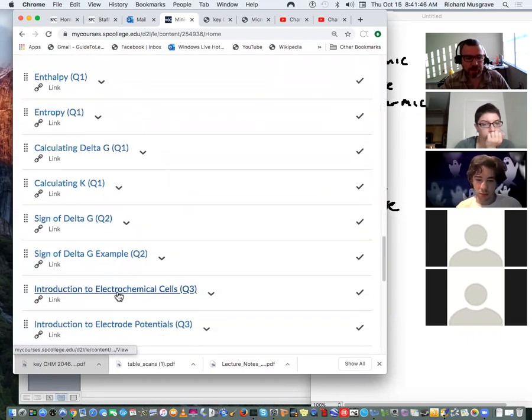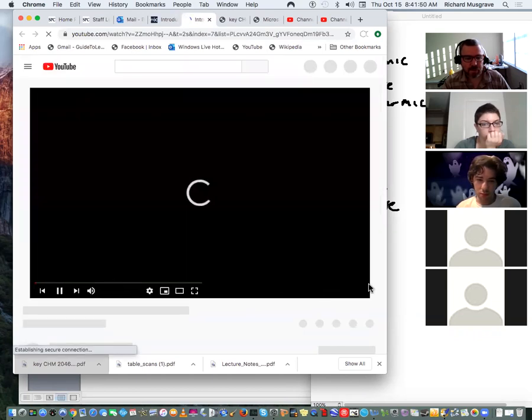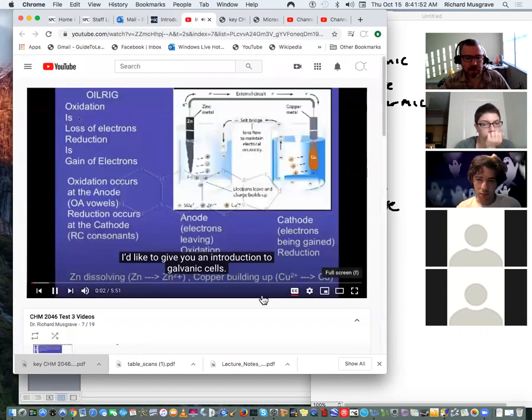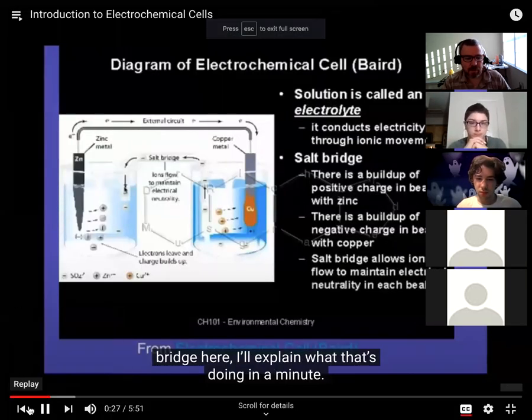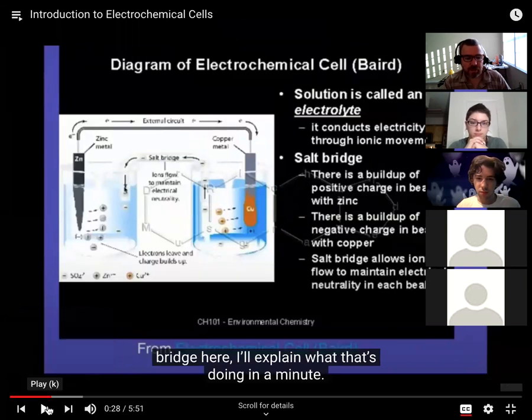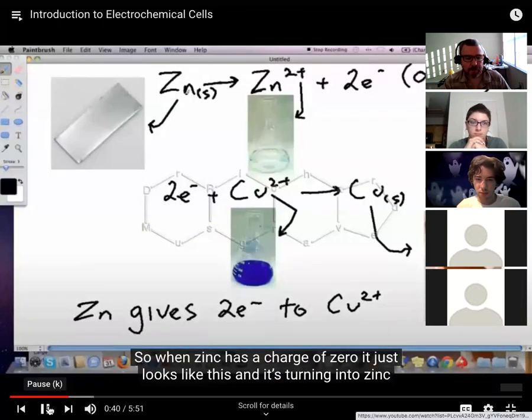Let's see, introduction to electrochemical cells. I'm not going to play the whole thing. Galvanic cells. These are electrochemical, and what that's doing in the middle. I also call them galvanic cells. And it has a charge of 0. So when zinc has a charge. Okay.